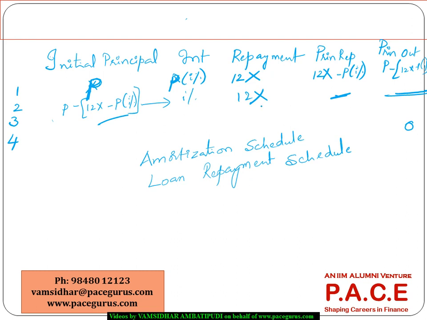But suddenly, if I want to know, without this table also, what is the principal outstanding at the end of a particular period, it is nothing but the present value of the future cash flows that are still left. That is the amount of principal that is still outstanding.